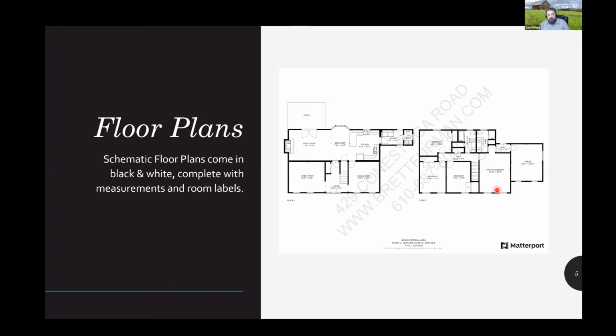The floor plans work along the same lines. We QA it, of course, before we deliver it out to you. So if something is mislabeled, it's corrected before you would even see it. But yeah, it's absolutely incredible.